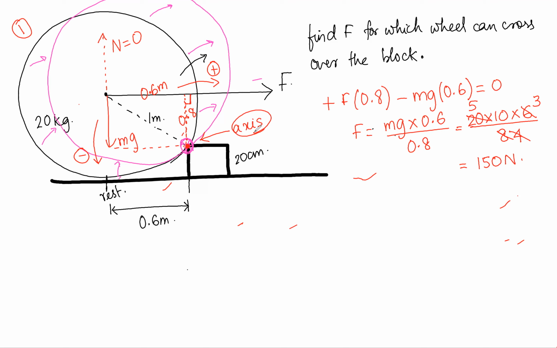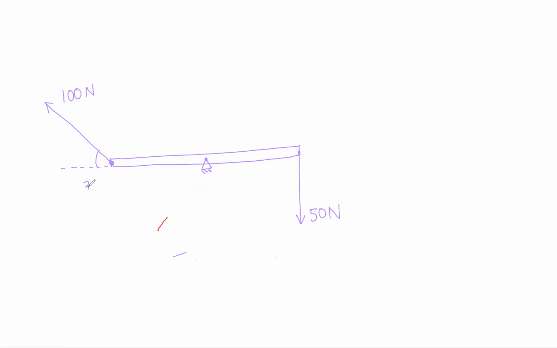Okay, next question. Let us say that there is a rod, and on this rod, two forces are acting. So this rod is pivoted over here. It can move about this point. You have already seen this symbol. This stands for a pivot. This is equal to 50 newtons, and you're applying a force of 100 newtons in this direction. This is equal to 100 newtons. And this angle over here is equal to 30 degrees.